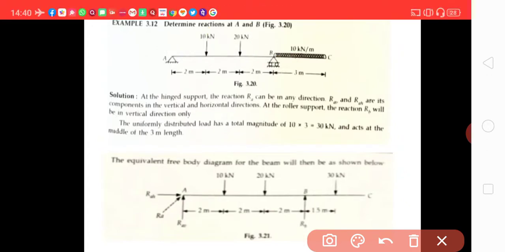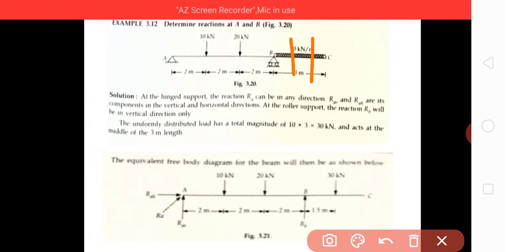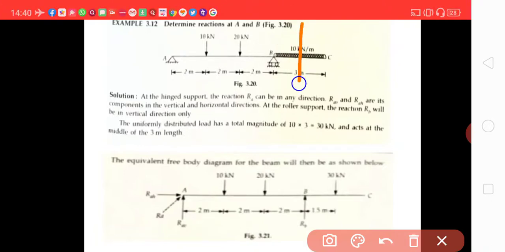So now this is a 10 kilonewton per meter UDL. Total distance is 3 meter. It means 10 kilonewton per meter distance. If we divide this beam in 3 parts, then 10 kilonewton plus 10 kilonewton plus 10 kilonewton, total 30 kilonewton. Where will it be acting? It will be acting at the center of gravity or centroid of this part. Where is the centroid? It will be in the center here.